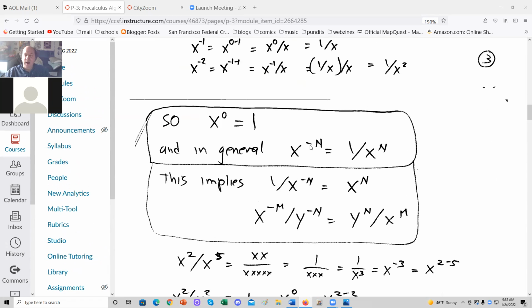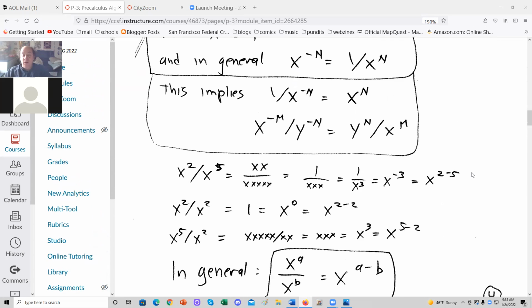So a negative power means the reciprocal of a positive power. This also means that the reciprocal of a negative power is a positive power. They're reciprocals of each other. And if you have a ratio of negative powers, you basically have to switch them up, numerator and denominator. X to the negative m over y to the negative n is y to the n over x to the m. So for example, x to the 2 over x to the 5. Well, it's 2 x's over 5 x's, 2 cancels, leaving 1 over x to the third.